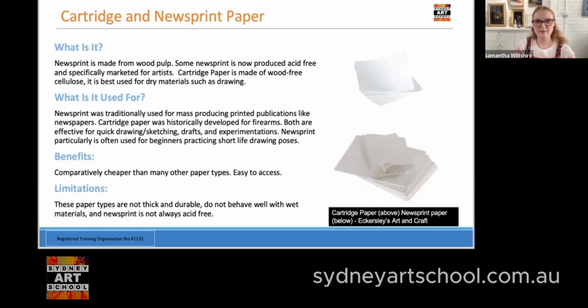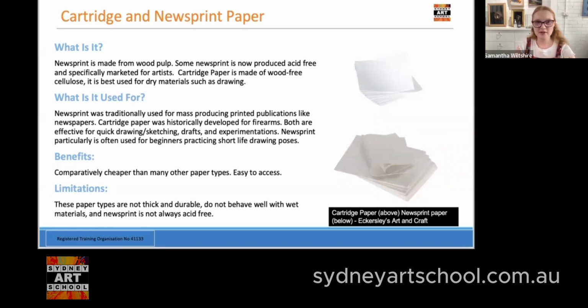Both these types of papers are really effective for quick drawing and sketching, drafts, experimentations. Newsprint in particular is often used for beginners who are practicing very short life drawing poses until they gain a bit of confidence. So cartridge paper tends to be the better of the two. It tends to be more suited for producing nice drawings, whereas newsprint is more of like a rehearsal surface.